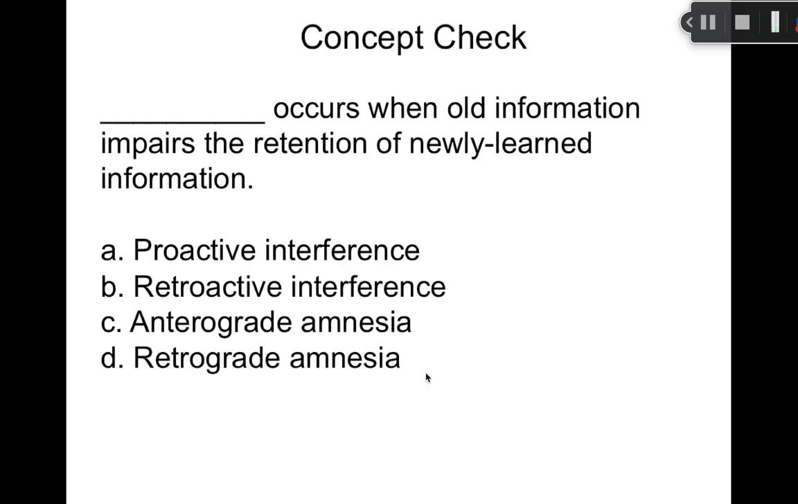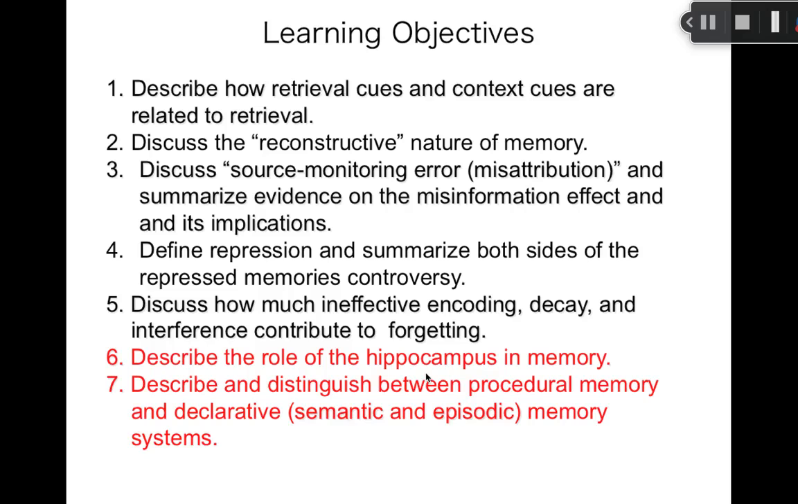All right, here's the concept check. Blank occurs when old information impairs the retention of newly learned information. A, B, C, or D? Answer is A, proactive interference. That's old stuff interfering with new stuff. Proactive interference.